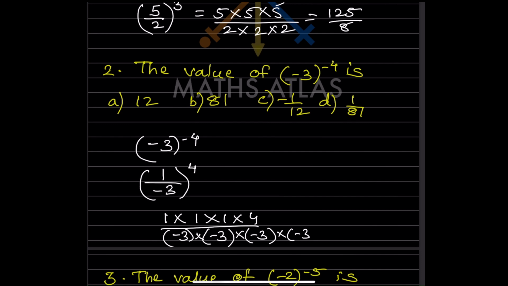So this will be 1 by, 3 3s are 9, 27, and this is going to be 81. Now you can see the negative signs are here 4 times. That is an even number, and whenever there is an even number, the sign is going to be positive.